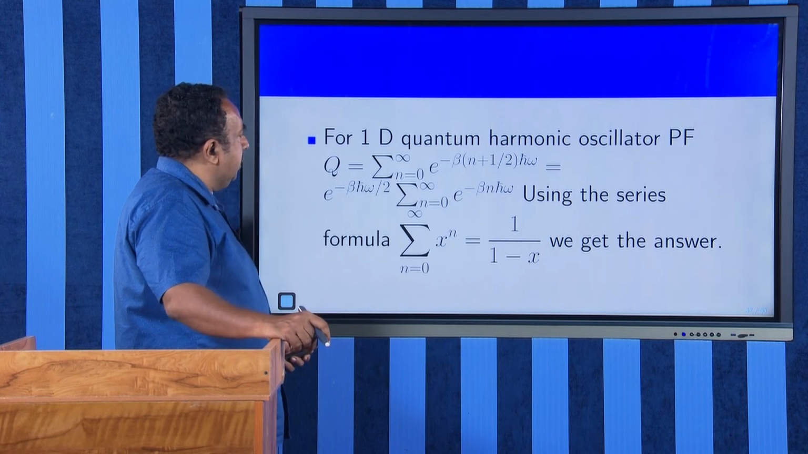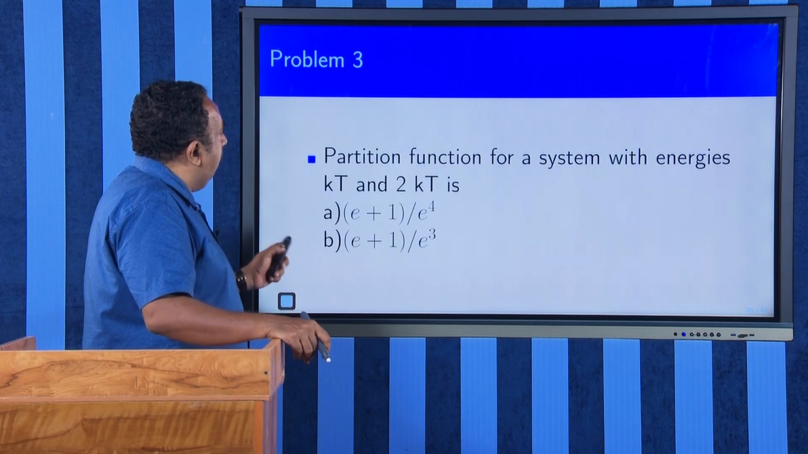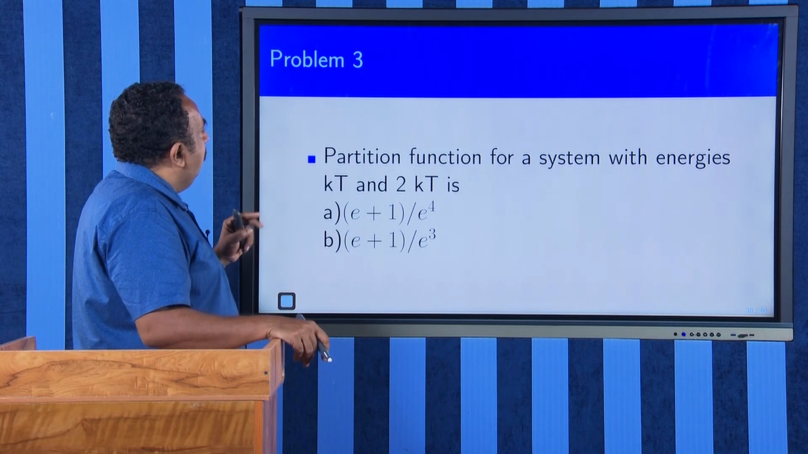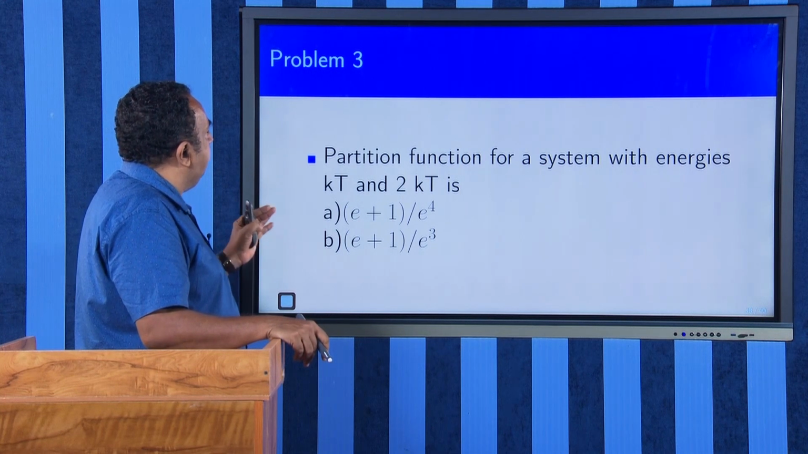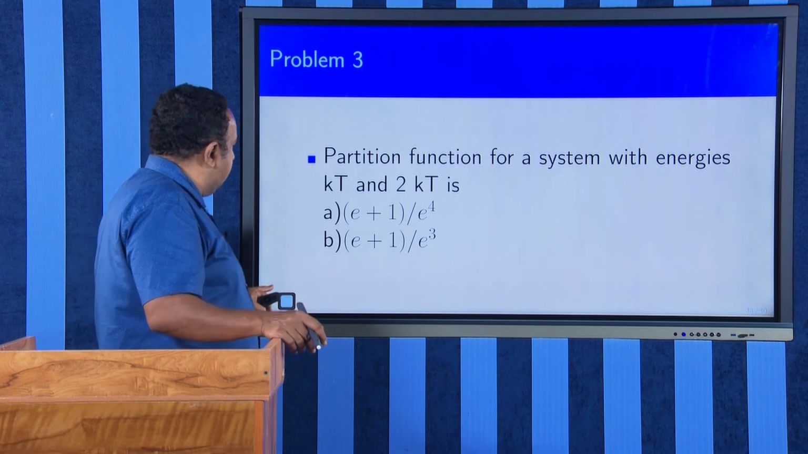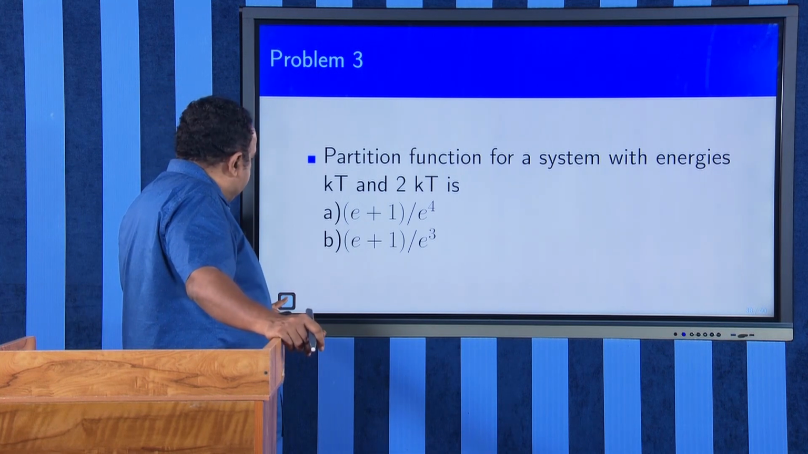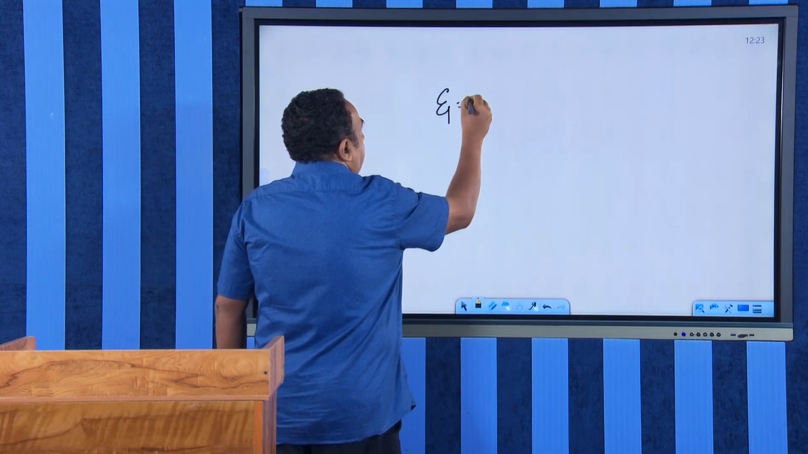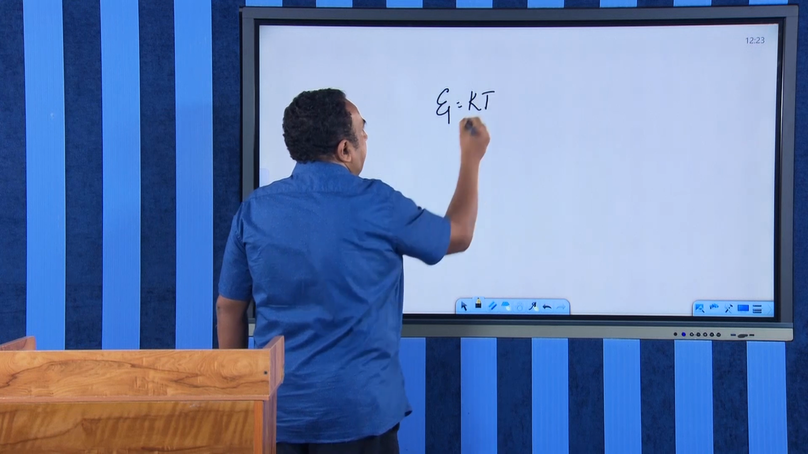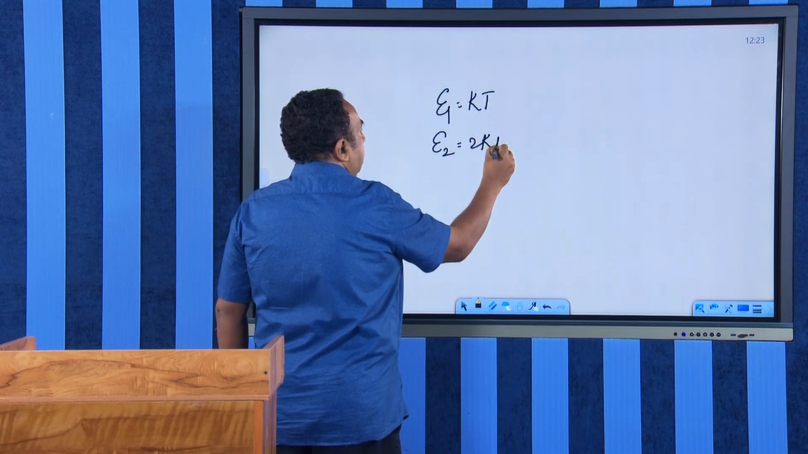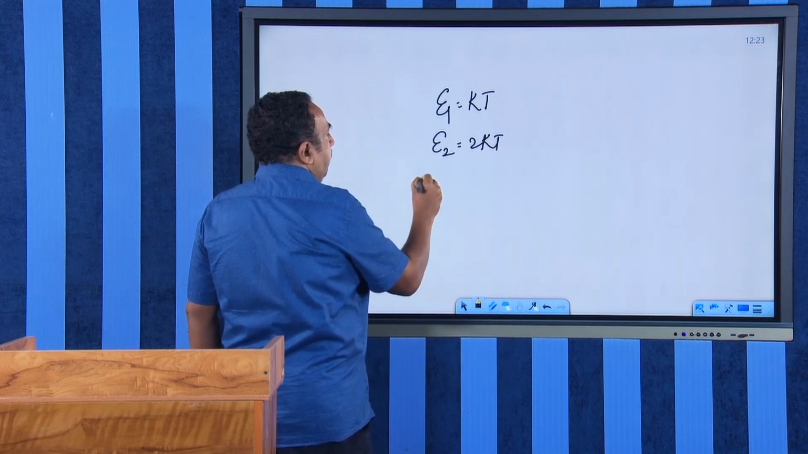This was the way in which you can find this one. Next is to find the partition function for a system with energies kT and 2kT. That is a very interesting problem. You are given the energies: the first energy is kT and the second energy is 2kT. Therefore, what is your partition function?